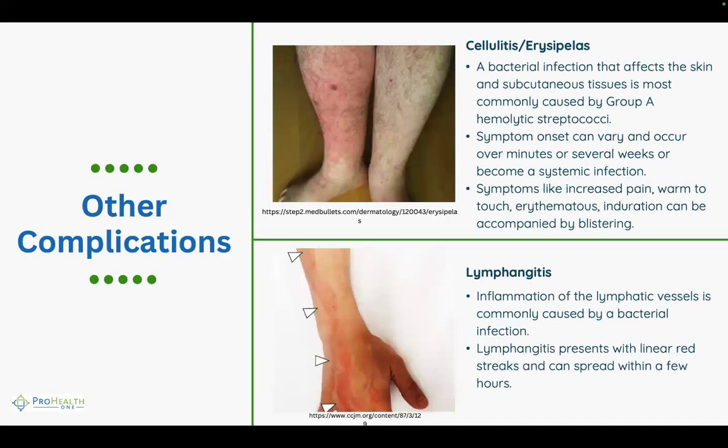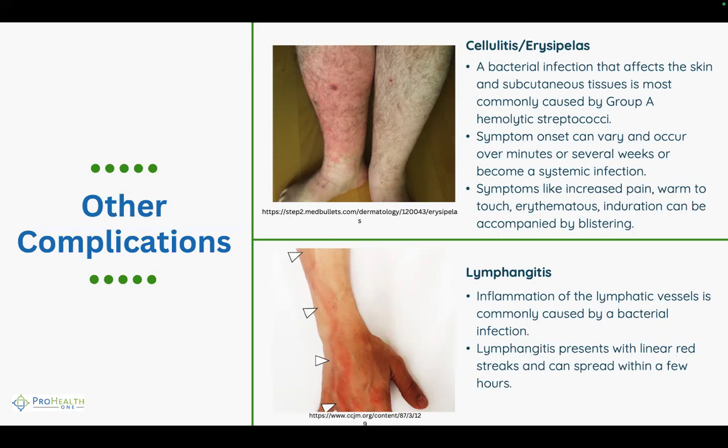Other complications, which we already mentioned: just by virtue of having lymphedema, it puts you at a high risk of getting cellulitis, which we know is a bacterial infection of the skin itself or subcutaneous tissue, very commonly caused by group A hemolytic strep. Usually the symptoms you see with this are increased pain, warmth to the touch, and erythema, especially when it's spreading. Sometimes they'll get induration or formation of blisters. This is something that needs to be addressed very urgently before it becomes a bigger problem.